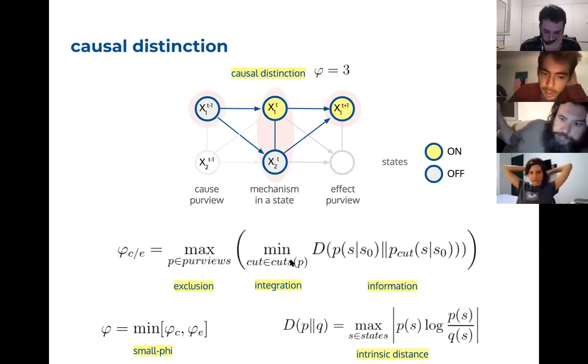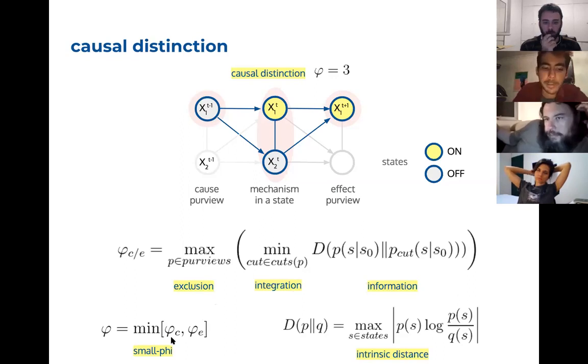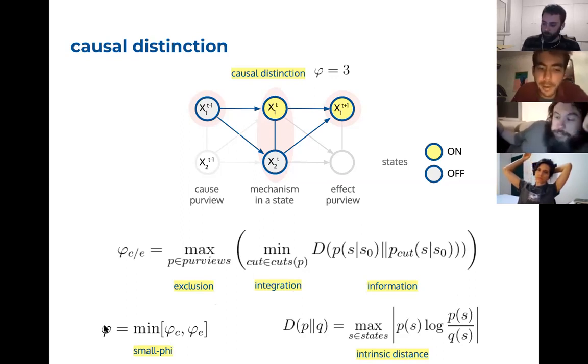So in this formula you get the three things: exclusion, integration, and information. And again, you have to have that for both effects and causes. So you take the minimum over both of these. And that's what small phi is. Small phi is the amount of integrated information of a certain part of your system.